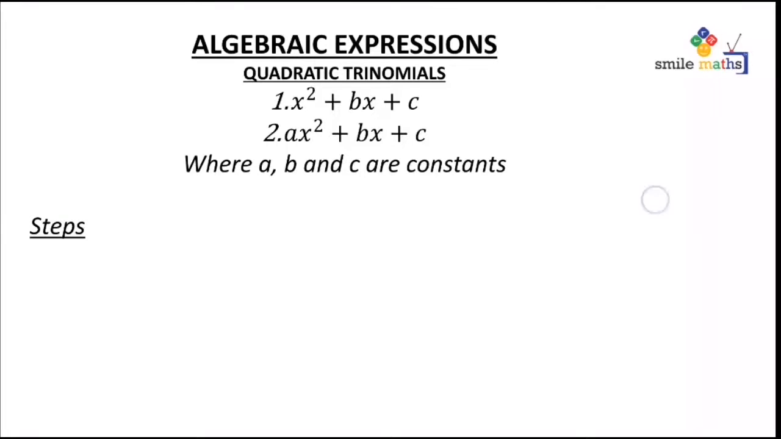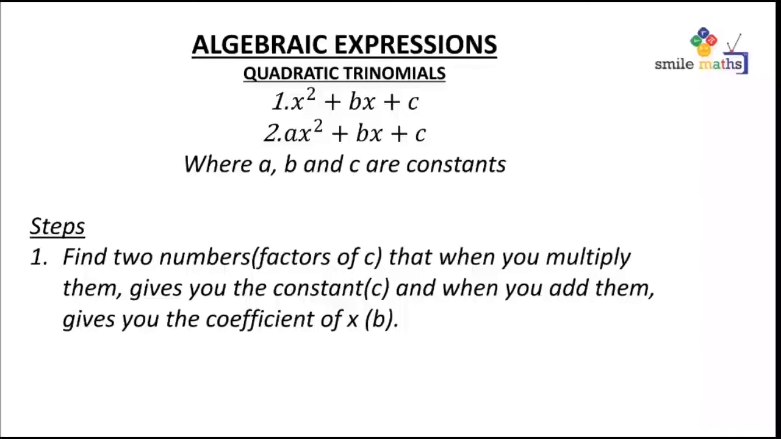So let's look at the steps. For the first one, we're going to find two numbers which are factors of c. When we multiply them, it should give us our constant c, and when we add them, it should give us our coefficient b of x, which is b. Then after that, we factorize. It's going to send us to the method of grouping.